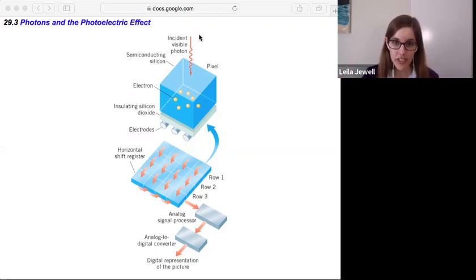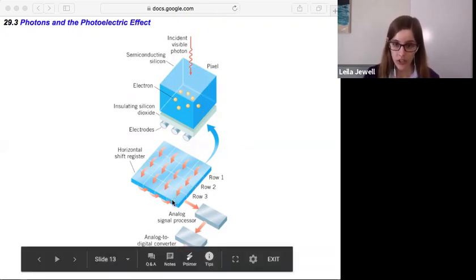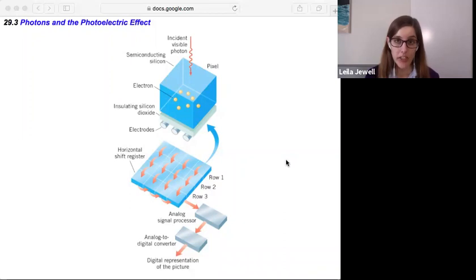So what happens is an incident visible photon strikes a pixel that's made of semiconducting silicon, and that can eject an electron, and that electron then gets shifted around, and all the electrons get sent to an analog signal processor as a wave with varying amplitude. Those then can be combined into a digital signal of zeros and ones that can be reconstructed into the image you see. It can tell you about the intensity of the light, and they can use filters to get the right color. So that's one really cool application of the photoelectric effect.